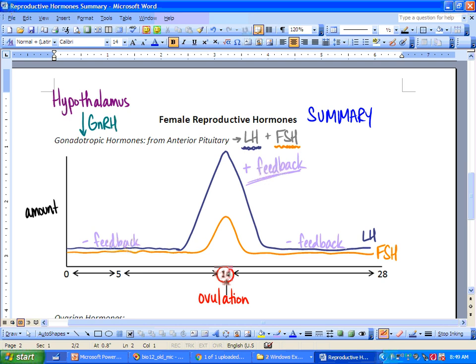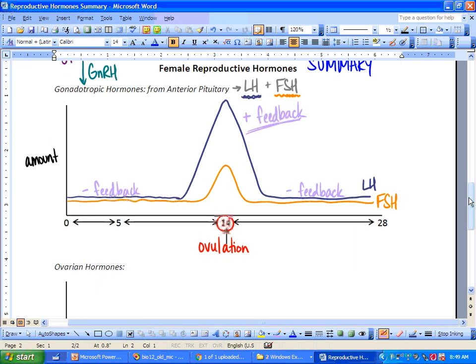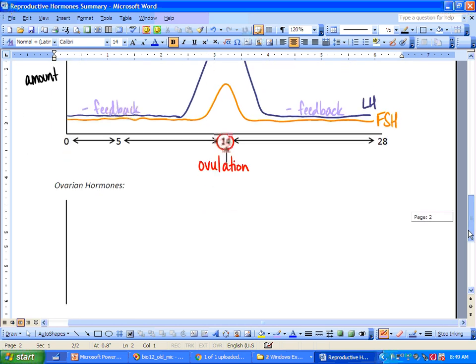So it's those spikes in those two gonadotropic hormones that cause ovulation, which again is the whole point of reproduction in the female system, right? The body wants to become pregnant, and it needs to release the egg in order for that to happen. So there's what you need to know for LH and FSH. Pretty straightforward. Big spike at ovulation and a bit of positive feedback. Otherwise, low levels and negative feedback.